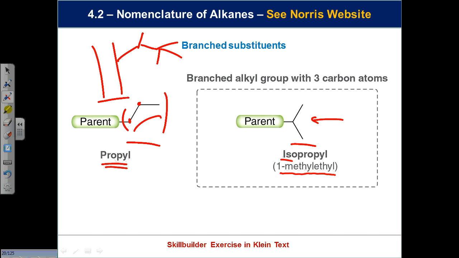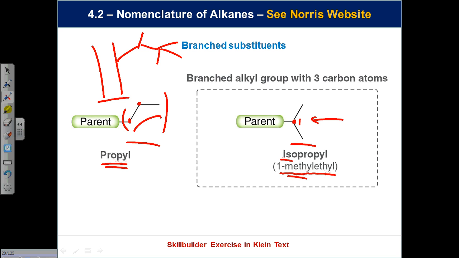So here I've got something different now. Here I've got something called a 1-methyl ethyl. Where on earth did that come from? Well, I'm going to set up a set of rules again, the same set of rules. I have a branch point. I'm defining my branch point. If I completely forget that this is an isopropyl group, I can still name it systematically. There's my branch point. That's carbon 1.